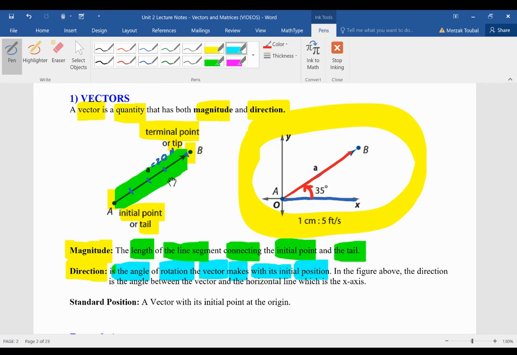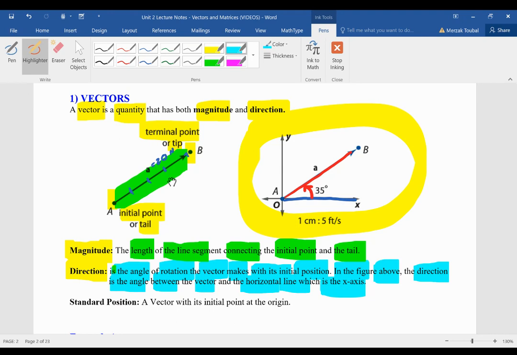Let me finish reading this. In the figure above, the direction is the angle between the vector and the horizontal line, which is the x-axis in this case. It doesn't have to always be the x-axis, but we will be working with vectors on the xy plane, so the initial point will always be on the x-axis, but it doesn't have to be.